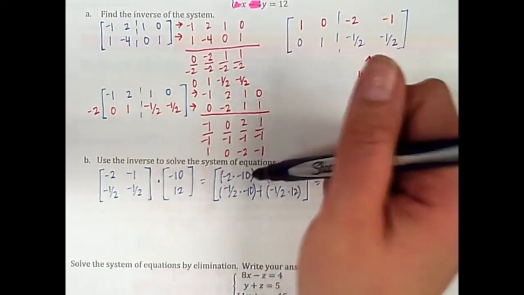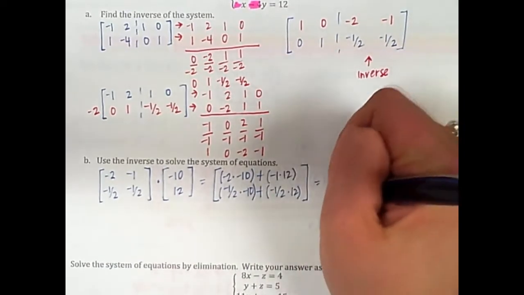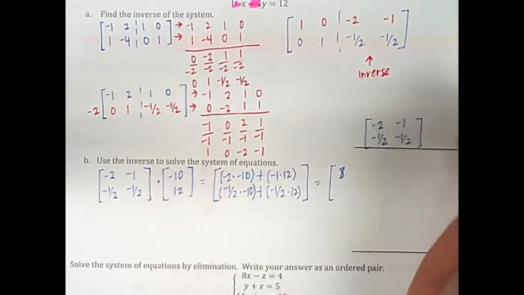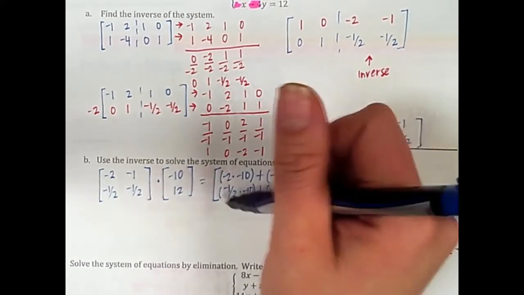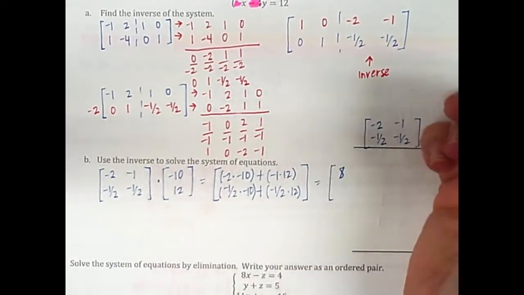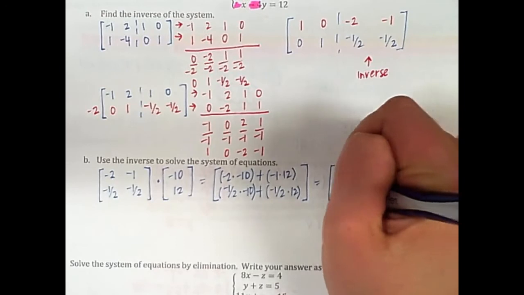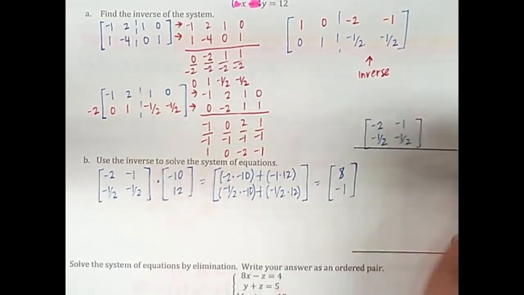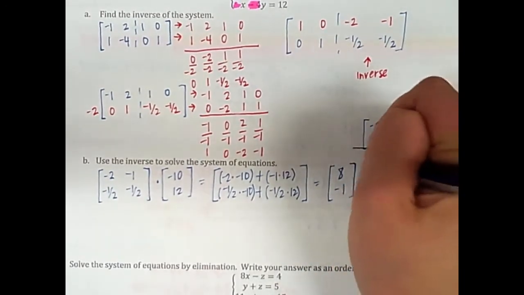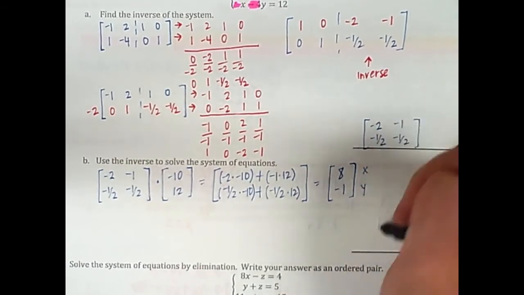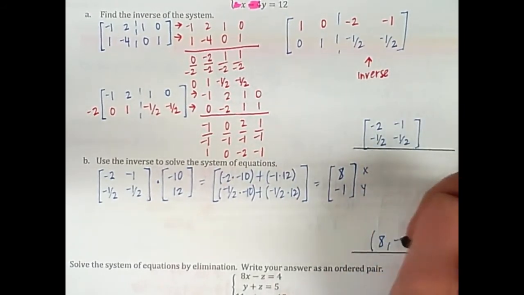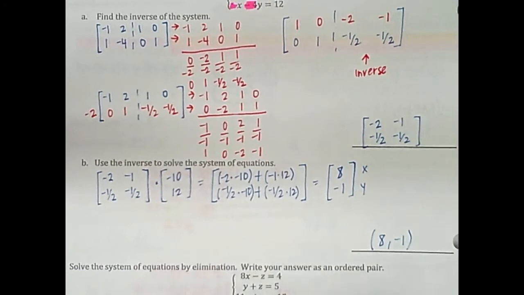So we get 20 plus -12, which gets me 8. And then we get 5 plus -6, which is -1. And so 8 is my x value, -1 is my y value. So 8, -1 is my answer.